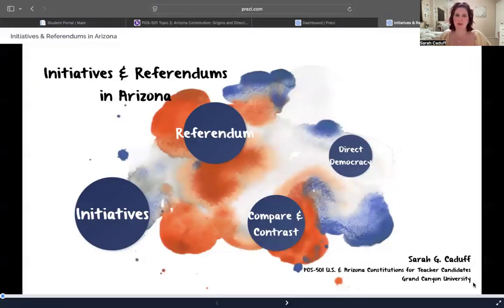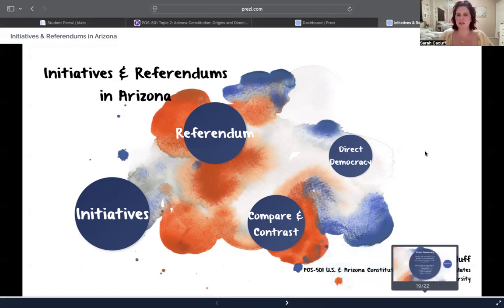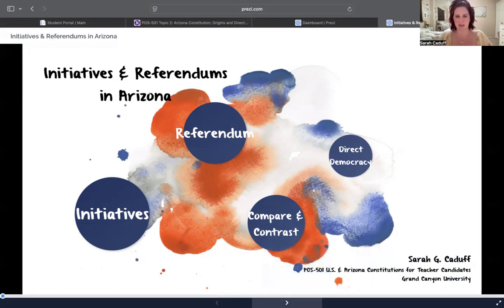All right, so we will be looking at initiatives and referendums in Arizona. We will be looking at initiatives, referendums. We'll be comparing and contrasting the two, and then looking at direct democracy.